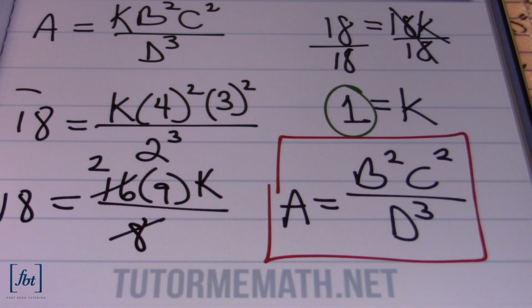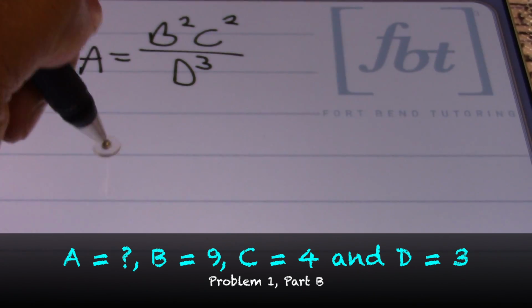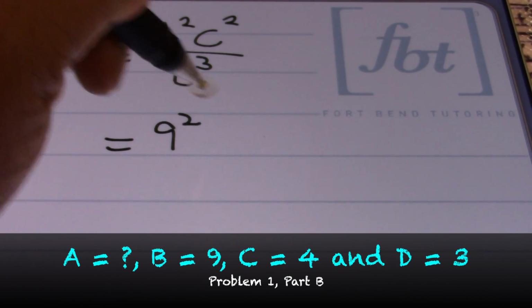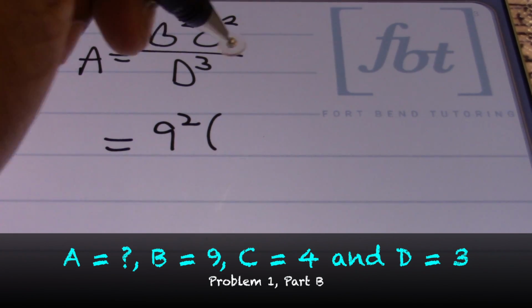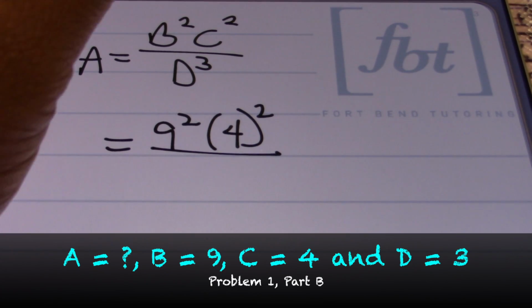Now let's check out part B. Part B wants us to find A when B equals 9, C equals 4, and D equals 3. So let's go ahead and replace those values and solve for A. So plugging in our values, we have 9 squared times 4 squared divided by 3 cubed.